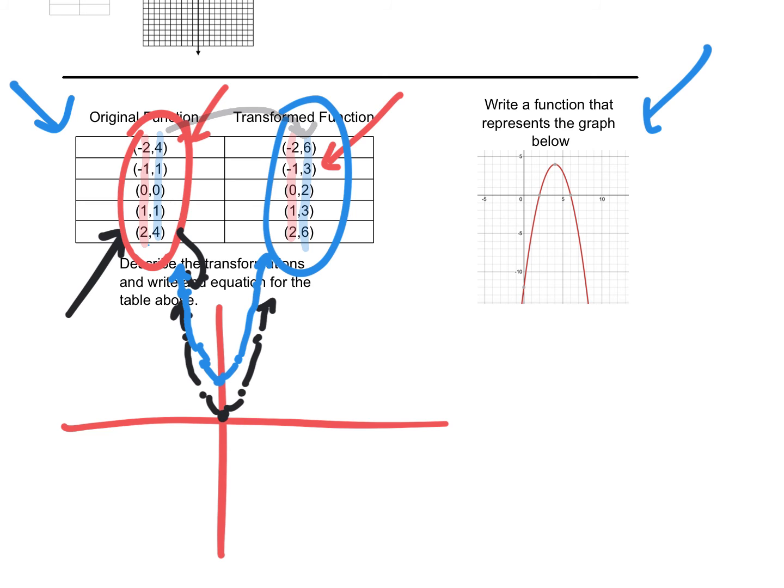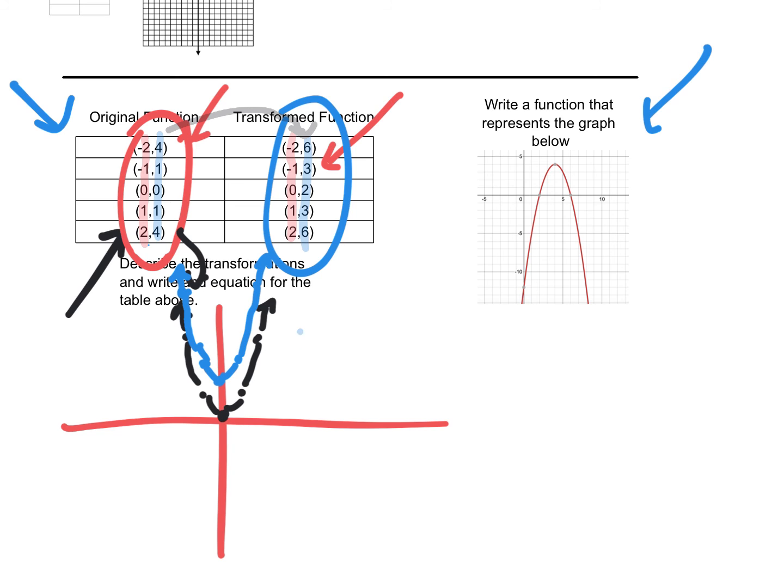Okay, 4 turned into 6. 1 turned into 3. Wait a minute. They weren't all 4 higher. They're all 2 higher. Sorry about that. They're all 2 higher than they used to be. So, how could I write that as a function?